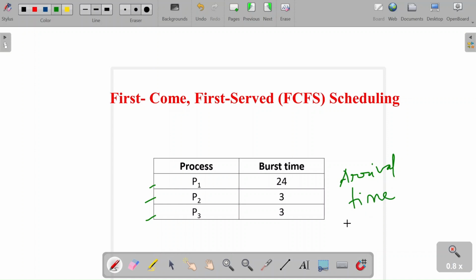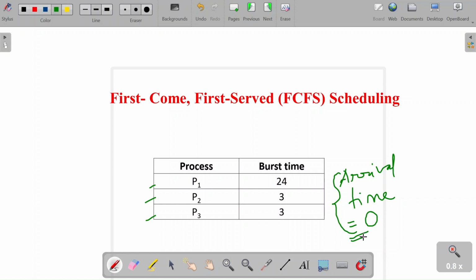If the arrival time is missing, we have to assume that all arrived at 0. That means all are already in the ready queue. We need not bother when they come. At the instant when the scheduler looks, all are available in the ready queue. So while problem solving, when the arrival time is not given, write that the arrival time is not given, so let us consider the arrival time of all processes as 0. All have arrived in the ready queue.